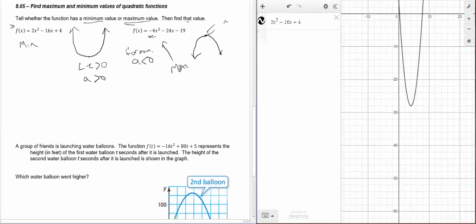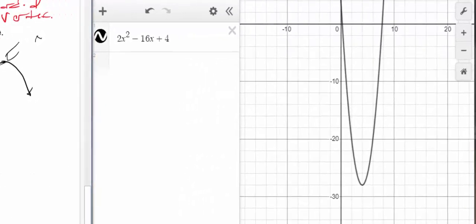What is that value? That value is just the y coordinate of the vertex. You can find it with the formula that we saw in the previous video. You can find the x coordinate of the vertex by using negative b over 2a. Once you know the x coordinate of the vertex, you can plug that x value into your function to find the output for y. Or, since you've got a graphing calculator, Desmos, let's just find the vertex on here and state whatever the y coordinate is. And on Desmos, that's easy.